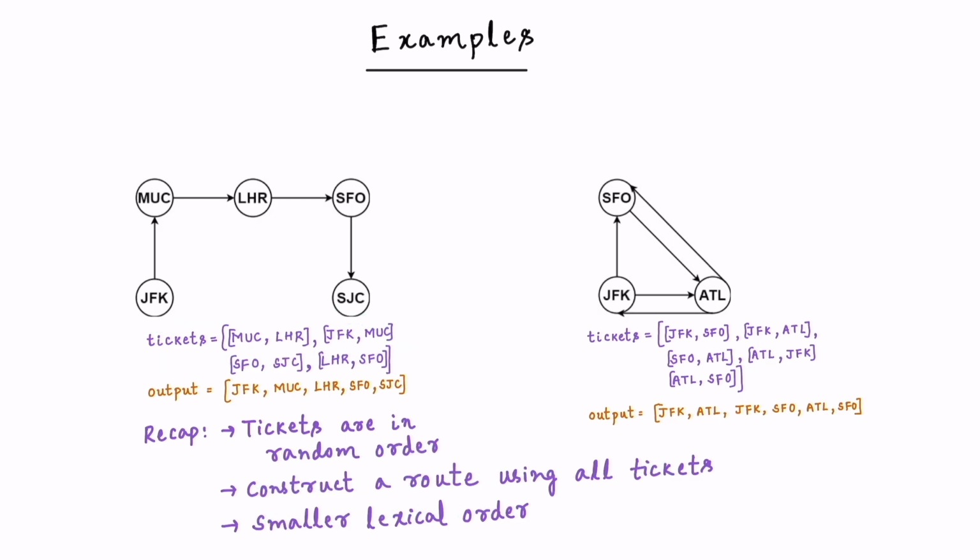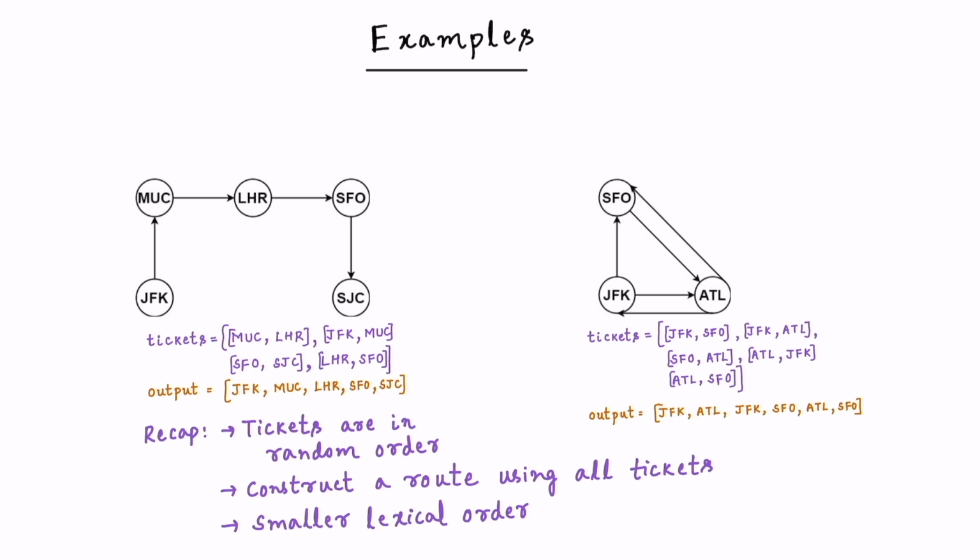In the first example, the first ticket is from MUC to LHR, which is this edge. Second ticket is JFK to MUC, which is this edge. Third is SFO to SJC, which is this edge. Fourth is LHR to SFO, which is this edge. As you can tell already, it becomes easier to find the route if we can build a directed graph using all these flights, where nodes are the airports and the edges are the flights themselves.